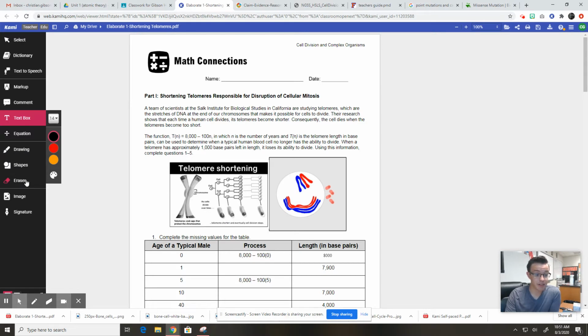If you ever need to erase anything, there's erase there. You can always embed an image. And if you need to sign anything, I don't think I'll ever have you sign anything, but if you ever need to, you can always draw your signature with that tab there.